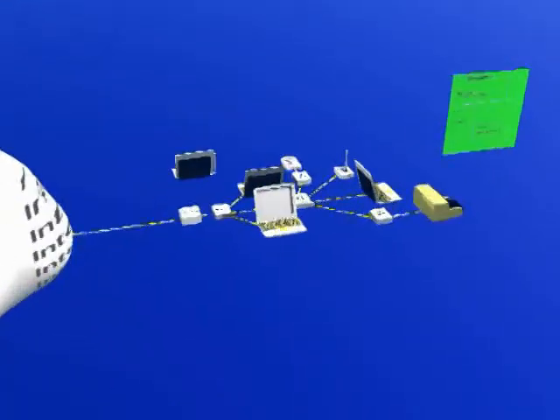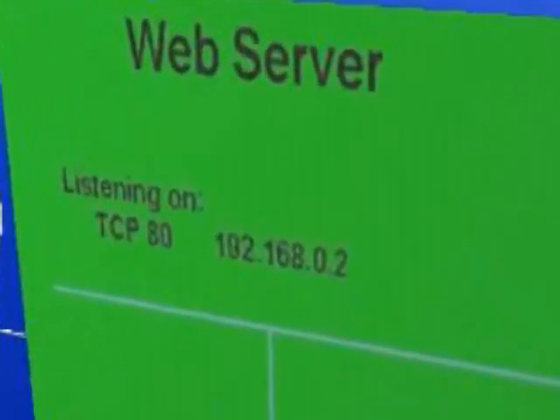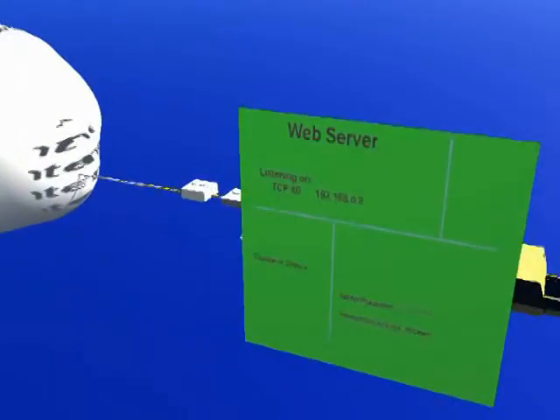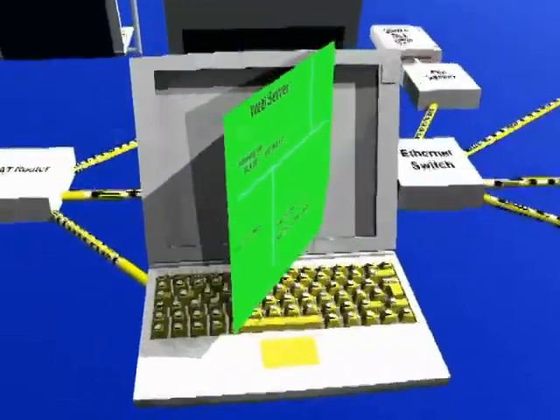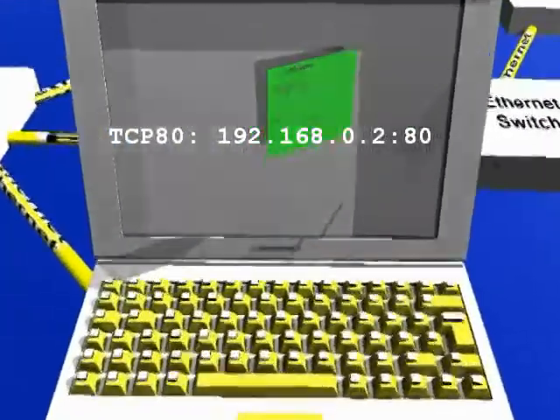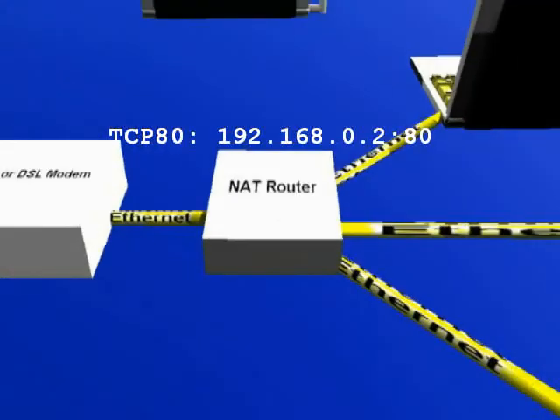As an example, suppose you wish to host a web server on a PC whose local IP address is 192.168.0.2. Because web servers generally listen on TCP port 80, the corresponding router table entry would look something like this. TCP 80:192.168.0.2.